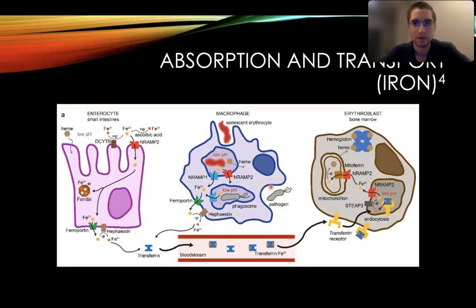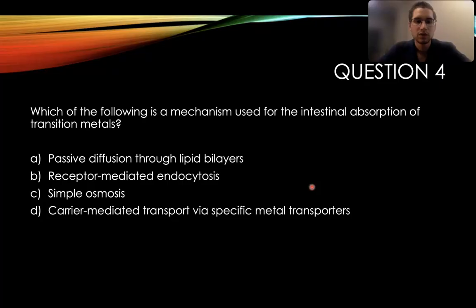Different transition metals, of course, have different physiological effects. So, which of the following is a mechanism used for the intestinal absorption of transition metals? The answer is D, carrier-mediated transport via specific metal transporters, such as divalent metal transporter 1 that we talked about earlier.